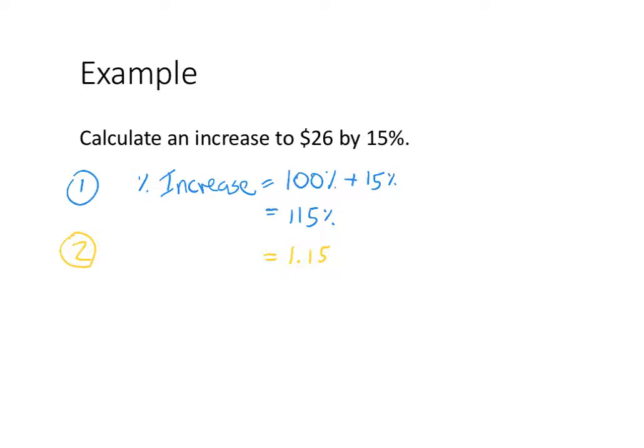So now that I know the decimal amount, I can multiply that by my original amount of $26, and that is going to be my third step. So the increased amount is going to be 26 times 1.15. That is equal to $29.90. By following the 3 steps, I've calculated an increase to $26 by 15% and got an answer of $29.90.